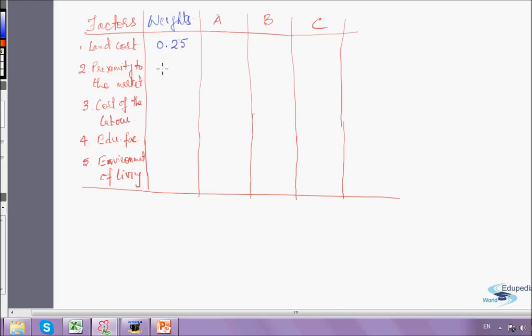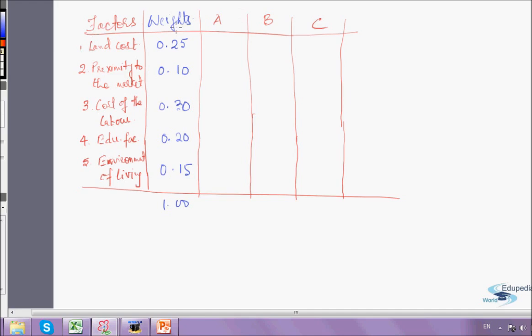Let me put that here. The proximity to market is say just 10%. Cost of labor, again say, is important, and it has a higher weight of say 30%. Then we have educational facilities. Let's say that this comprises 20%. So now we have 30 plus 20, 50, 60, 85, and say environment is 15%. So now we have the sum of these weights equal to 1. Yeah, 15 plus 20 is 35, 65, 75, and then 25 is 100. So it's 1. Okay, and then we have 3 different locations.